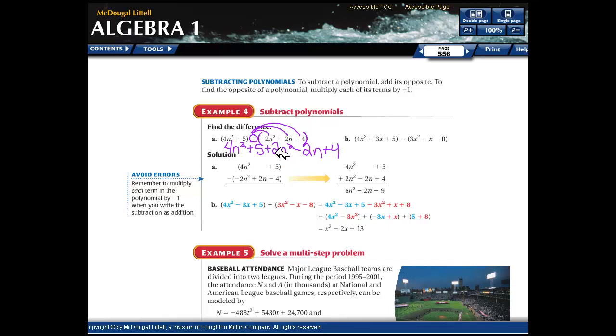4n squared and 2n squared gives me 6n squared. I've got a negative 2n, and I've got a positive 5 and a positive 4, so that's positive 9. So that would be my answer right there. Same thing with the other one. Make sure that negative goes to both. So I would have 4x squared and a negative 3x squared, so it'll be a positive 1x squared, or just x squared. Negative 3x and a positive x is a negative 2x. And a positive 5 and a positive 8 is a positive 13. And that would be that answer right there.